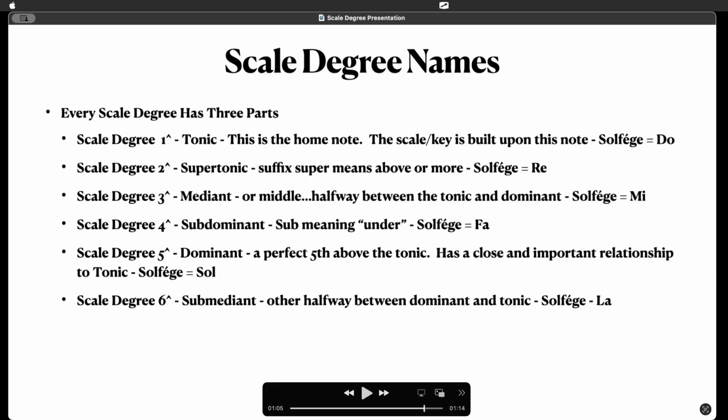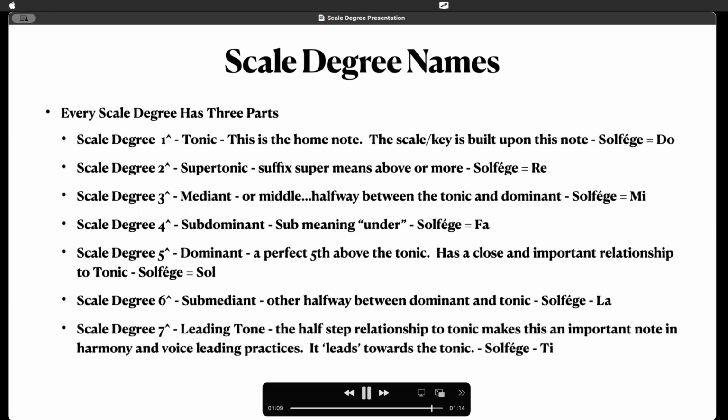And maybe one of the most important tones of all outside of Do, that home note, is this relationship between scale degree 7, or the leading tone, known as Ti in solfege: do, re, mi, fa, sol, la, ti. That half-step relationship between the leading tone and tonic is super powerful. Lots of pull towards the tonic. It sort of leads that way.